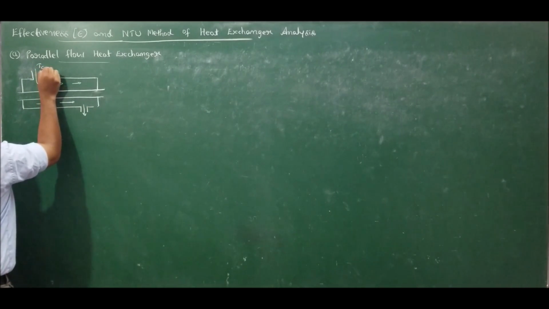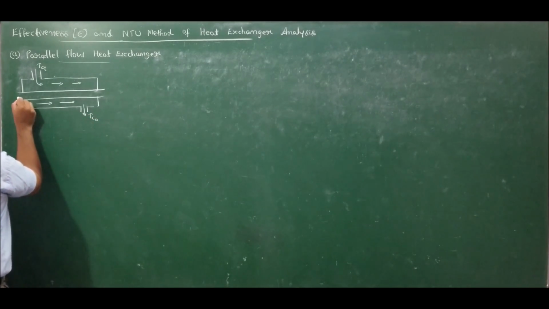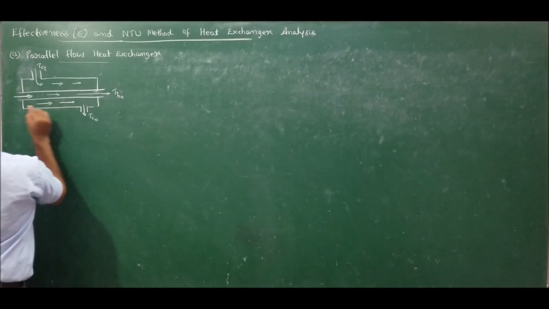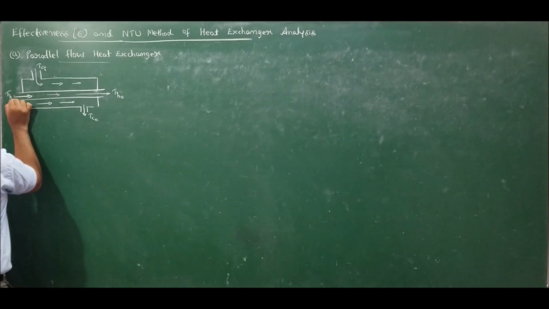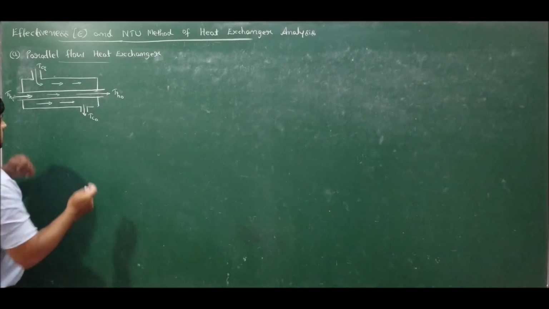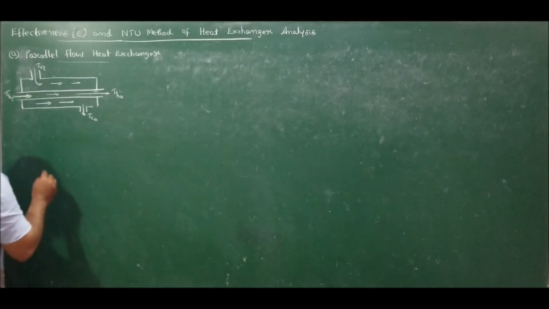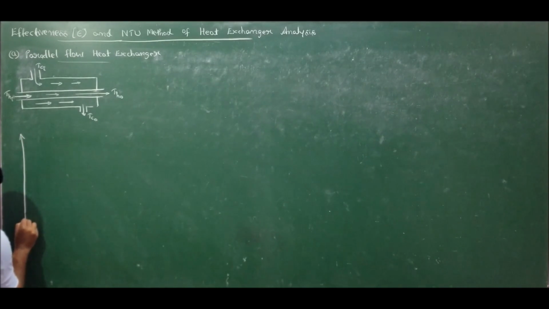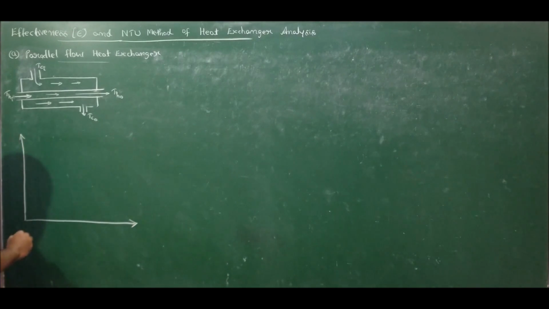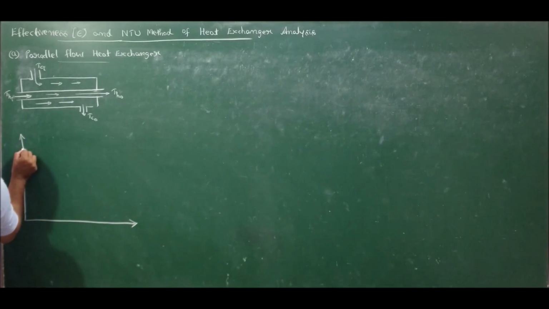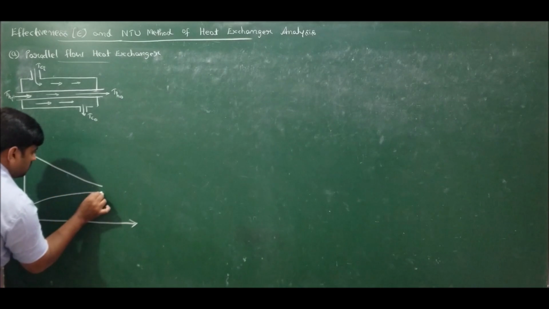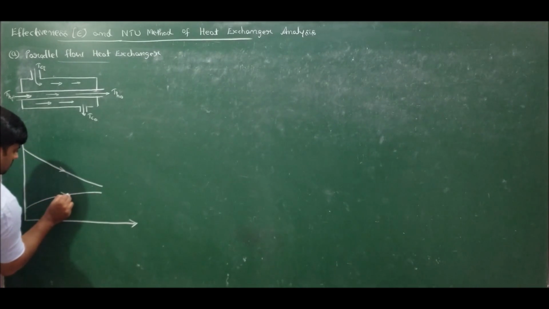So let me consider this as cold fluid inlet, cold fluid exit. Here let me consider movement of hot fluid outlet, hot fluid inlet. Now if I draw the temperature profile over this heat exchanger, that is parallel flow heat exchanger, I will have a temperature profile like this. So this is the variation of temperature over length, whereas the hot fluid loses heat over the length, whereas cold fluid gains heat over the length. So both move in the same direction.